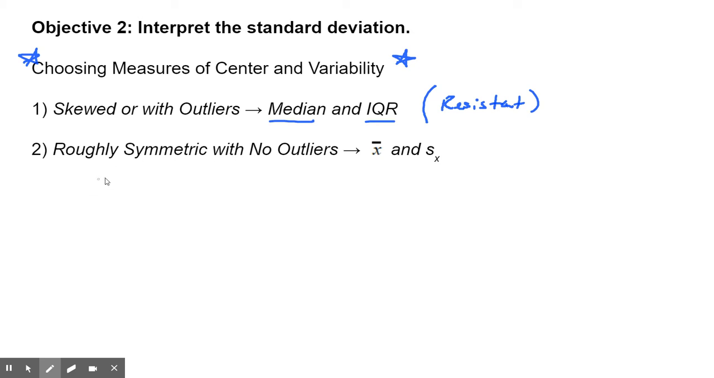If you are roughly symmetric with no outliers, so you're more of a bell-shaped curve, like we'll do a lot in the future, we're going to use the mean and the standard deviation. So again, remember x bar is the sample mean, and Sx is the sample standard deviation. So again, try to link these two things together: the median and IQR, and the mean and standard deviation.